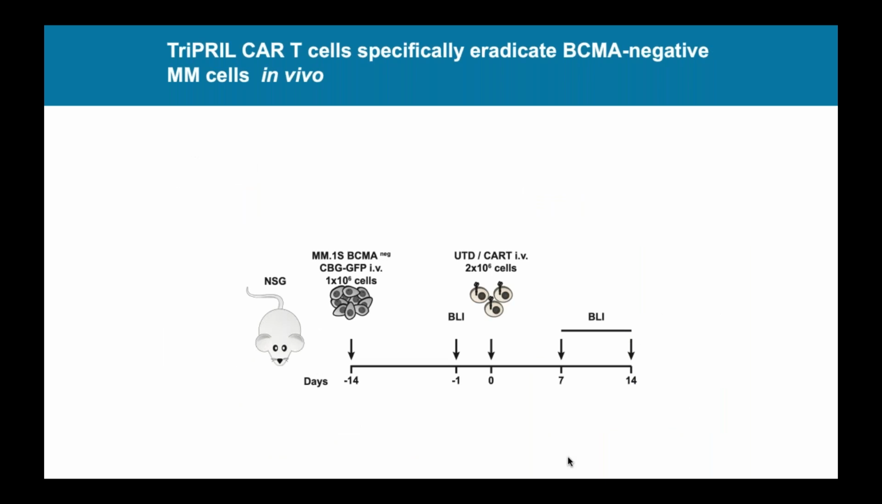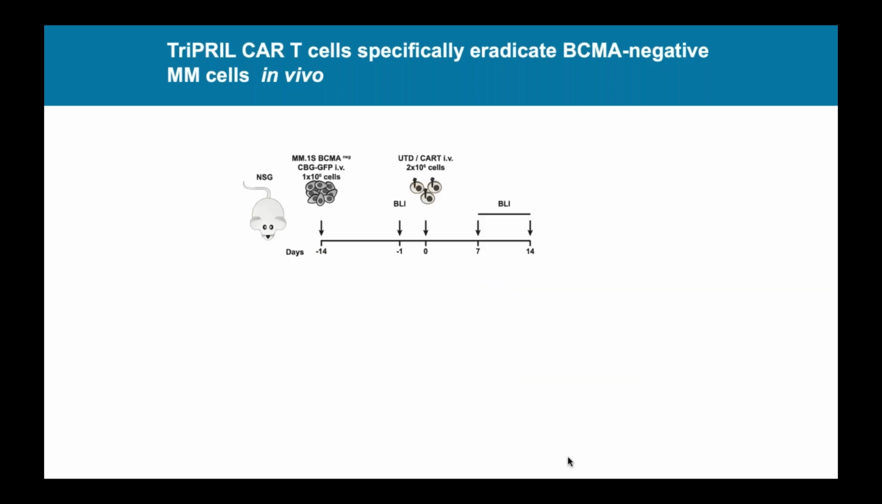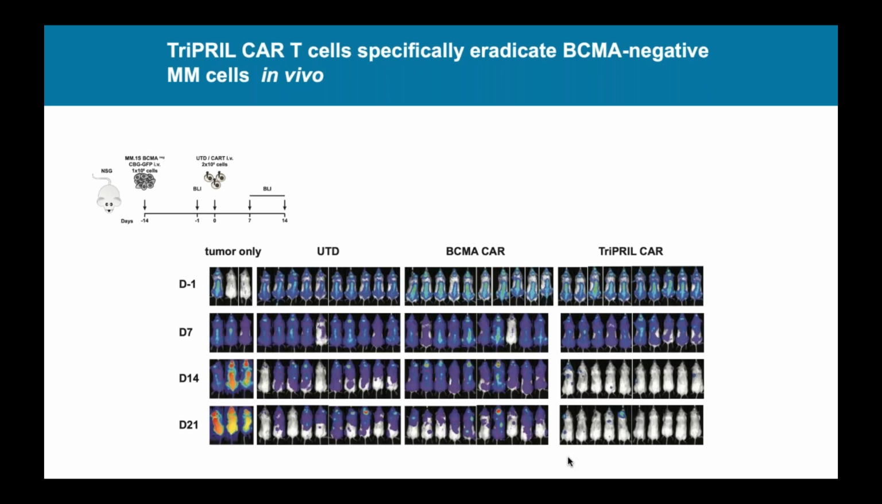So to do so, we generated a new multiple myeloma cell line that would allow us to model antigen escape. To this end, we used the CRISPR-Cas9 gene editing technology and knocked out BCMA from the MM1S cell line. We then performed an in vivo experiment with a very similar timeline to the one that I just showed you, with the only exception that in this experiment, we also included a group of mice that had received tumor-only treatment and did not get injected with CAR Ts in order to be able to assess the tumorigenicity in the absence of the BCMA antigen and to control for allogeneic rejection.